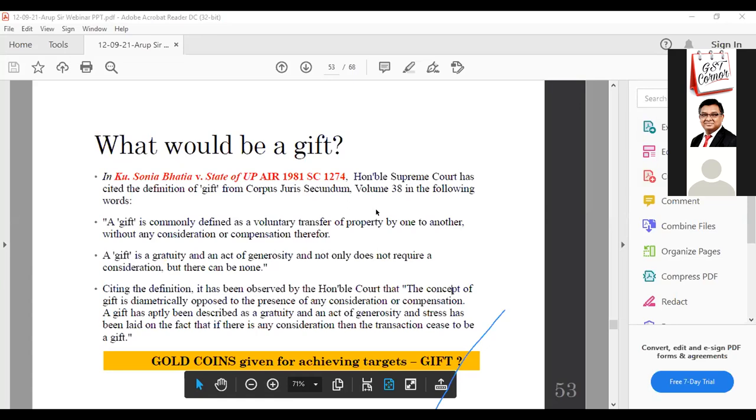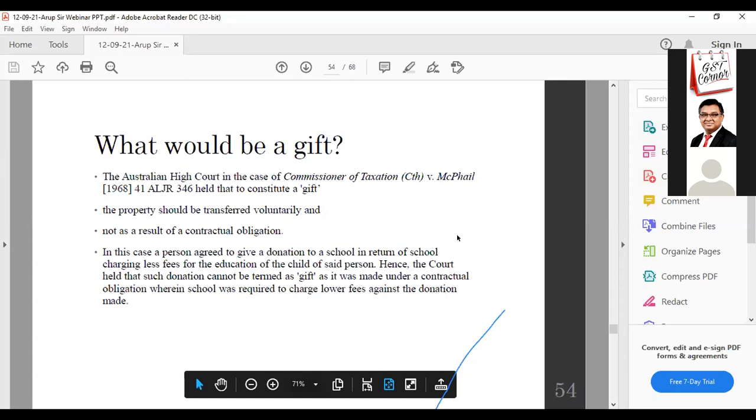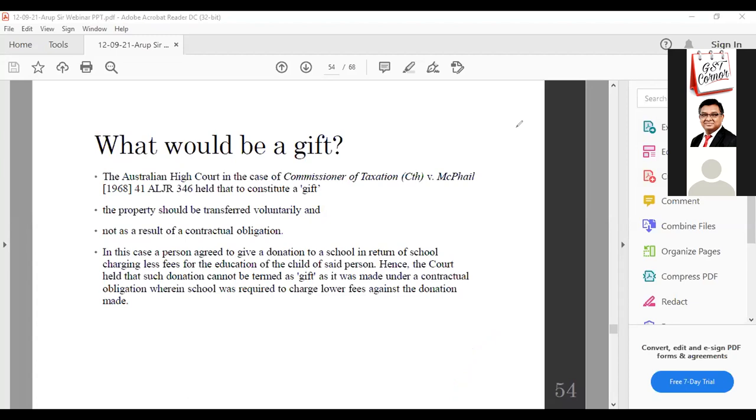So what would be a gift? The Australian High Court, in the case of Commissioner of Taxation versus McPhail, said that the property should be transferred voluntarily, not as a result of contractual obligation. So here again, there is a diametrically opposite view, where they're saying that if I'm giving something as a part of a contractual obligation, then that cannot be treated as a gift. So we need to understand that whatever jurisprudence is evolving, and that the view taken that the gold coin will be a gift, we need to understand what the other views are, and then give the advice or the suggestion to our clients. Now going to the next slide.